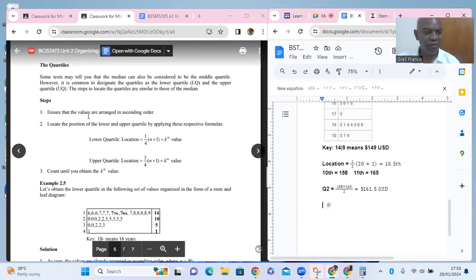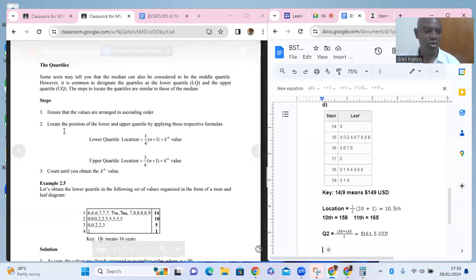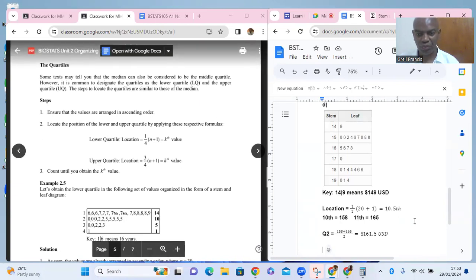Steps: ensure that the values are arranged in ascending order. This has already been achieved because we have our stem and leaf. We organize the values using a stem and leaf. Then we have to locate the lower quartile and the upper quartile. Here are the formulas to locate them. The lower quartile location is a quarter times n plus 1, and the upper quartile location is 3/4 times n plus 1.